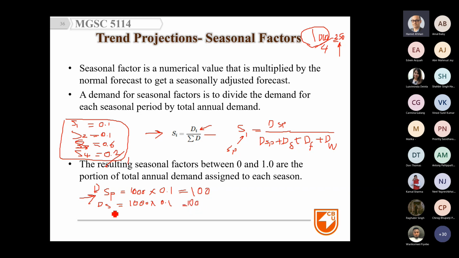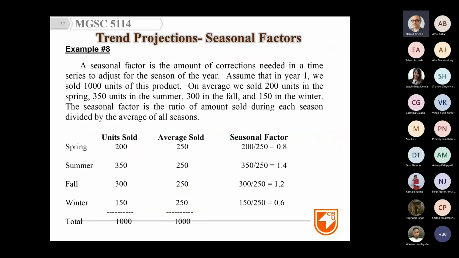What about fall? Demand of fall. So the entire demand per year multiplied by the fraction of the seasonal factor, so it will be 600. So I'm going to sell 600 jackets in fall. The same for winter. So I'm going to sell 200 jackets in winter. So that's all the idea related to trend and the seasonal factors, okay? So there is another example here.